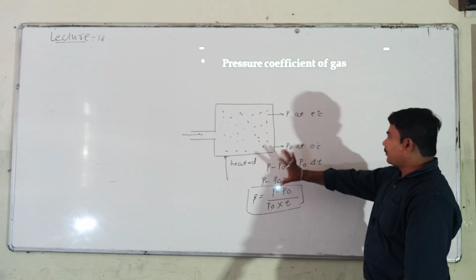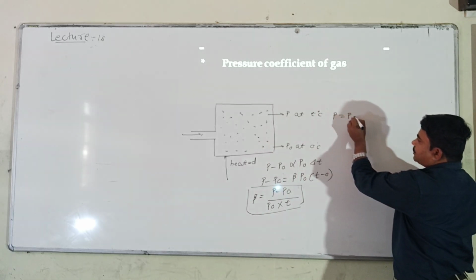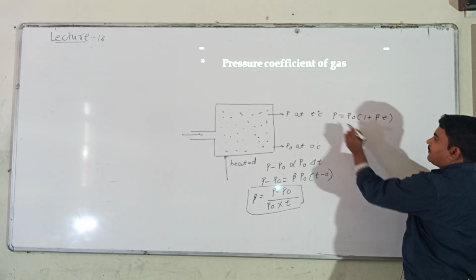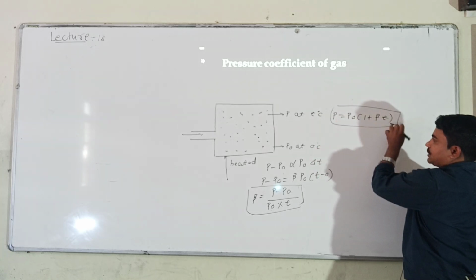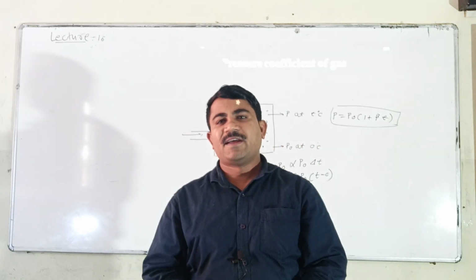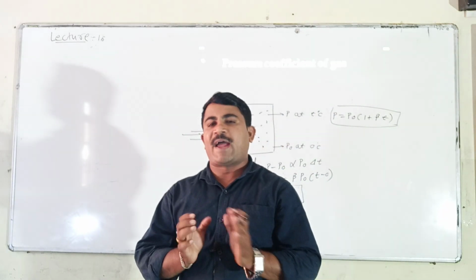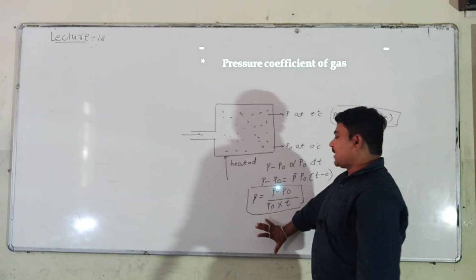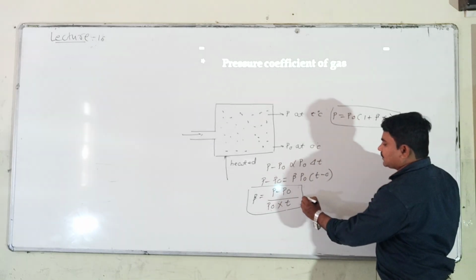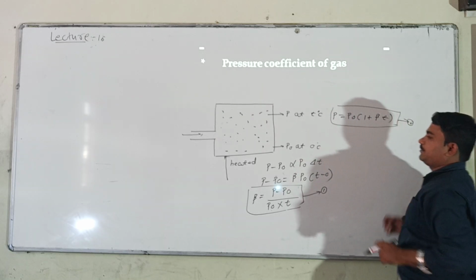Or again from this, how to write the P value? P can be written as P is equal to P0 into bracket 1 plus beta into T. This is nothing but the final pressure at T degree Celsius. But this pressure coefficient of the gas, again it has two values. The pressure coefficient of the gas at 0 degrees Celsius and at T degrees Celsius can be represented by this equation. This is equation number 1, and this is equation number 2.